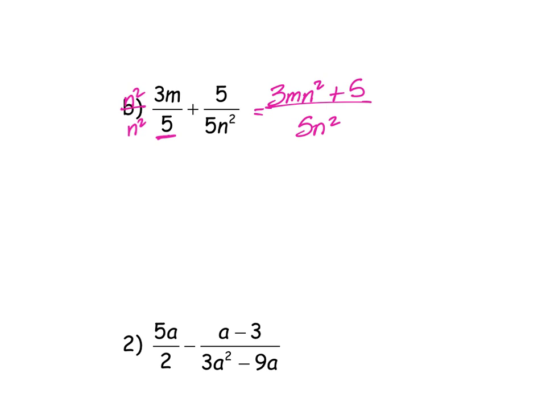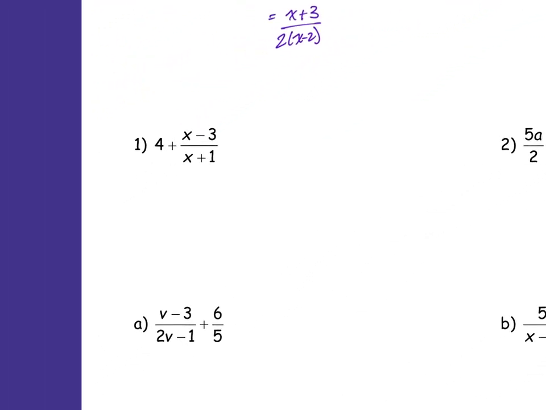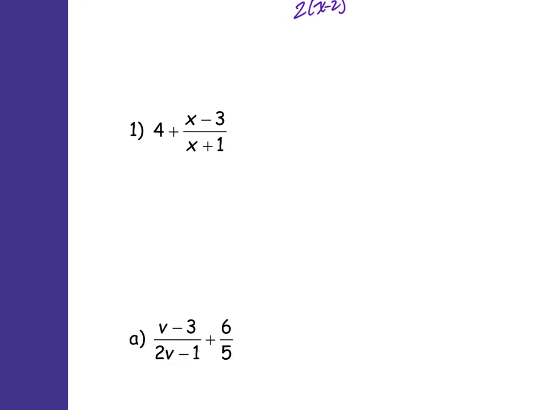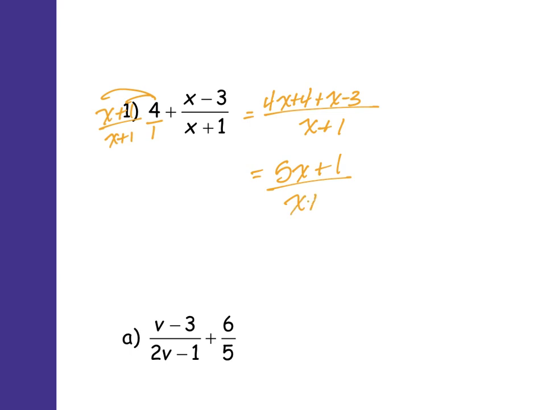Okay, so now we're moving on to a little harder. Each time we do this, we're getting a little bit harder. This one's not too bad, actually. If I write 4 as a fraction, I put a 1 underneath it, right? So my common denominator is just x plus 1. I'm going to multiply this side by x plus 1 over x plus 1. So I distribute: 4x plus 4 plus x minus 3. Combine my like terms, and I get 5x plus 1 all over x plus 1. Questions?